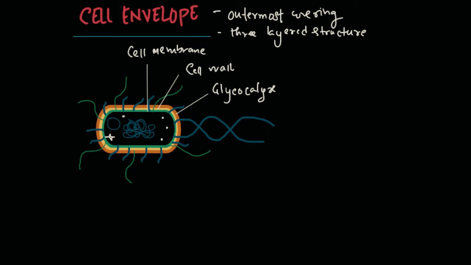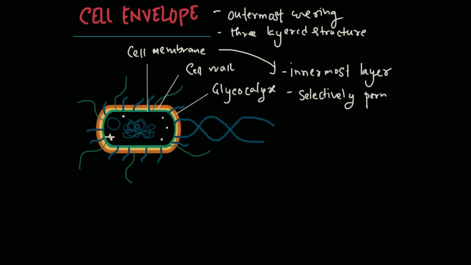Now we will discuss about cell membrane. Cell membrane is the innermost layer of the cell envelope. It is selectively permeable. So what does the term selectively permeable mean? That means it is very selective in choosing which solutes or ions or molecules it will allow to pass across it. It will not allow everything to pass. It will choose what to pass and what not to pass. It is the covering of the cytoplasm.